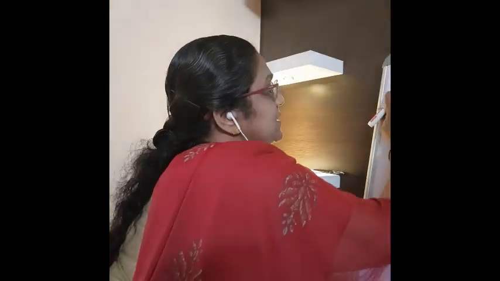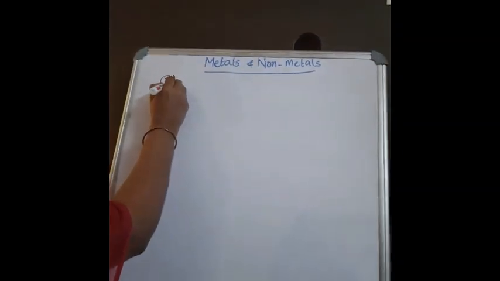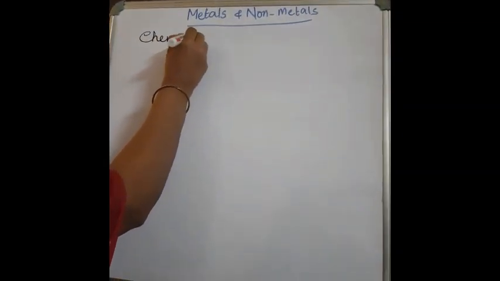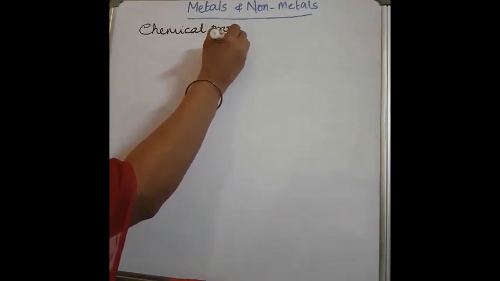Hello students, today we will see the remaining portion of metals and nonmetals. In the last class, we talked about the physical properties of metals. So today we are going to study the chemical properties of metals. Okay, so we will start with chemical properties of metals.